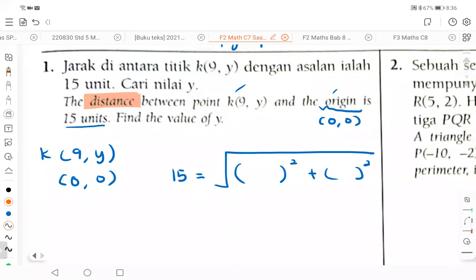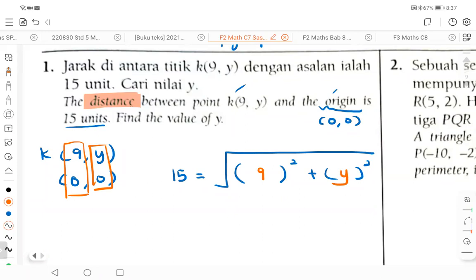Inside the bracket, x first, right? 9 minus 0. You can write 9 minus 0 also, or you just write 9, since 9 minus 0 is 9. Then the next bracket, y minus 0 is y. You form the equation. You have successfully formed the equation.